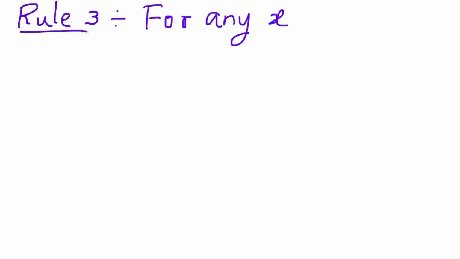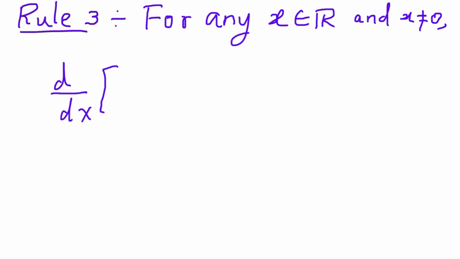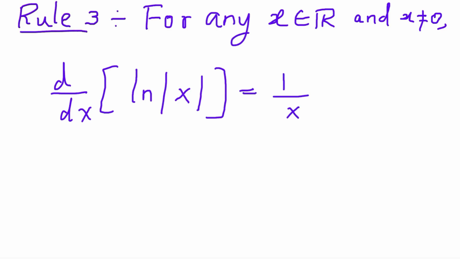For the next derivative rule, we want to compute the derivative of natural log of absolute value of x. In this case, I use the absolute value of x because x can be any real number, can be negative or positive. That's why we have to use the absolute value. The derivative of natural log of x we can write as 1 over x. That's the next rule.